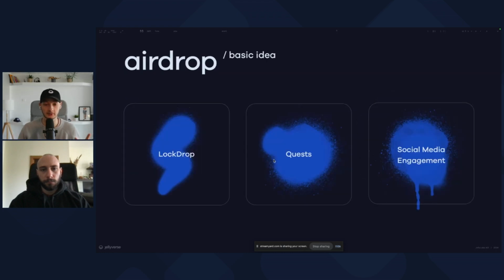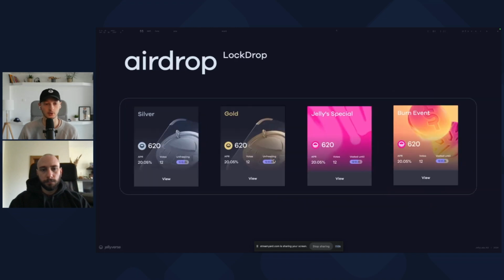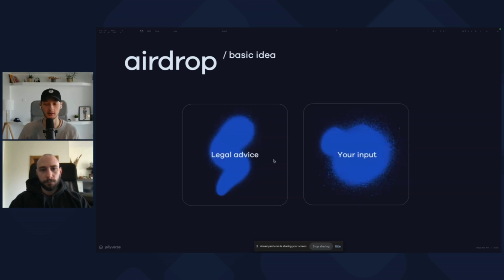If you have specific ideas for the quests, for the lock drop, for the vesting period, maybe you can also give us feedback on how you would like to get a lock drop. How much would this make you excited about participating in Jellyverse? This would really, really help. So those are the 2 things we're looking for right now: legal advice and your input. And then we will take this into consideration.